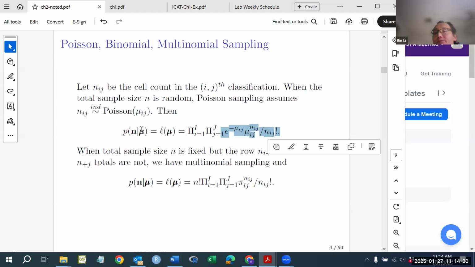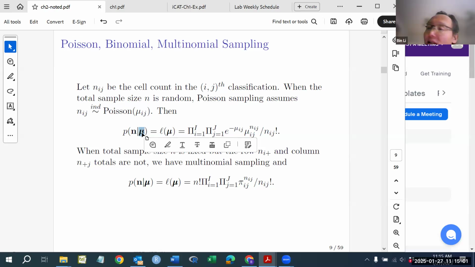And this is a joint distribution, the joint distribution of observing all these I times J numbers given the parameters mu. Here you may ask why I use these boldface letters. Because these are not a number. This is a vector, which means it's more than one number.